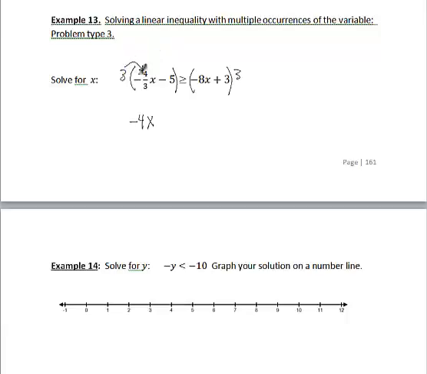So we completed that step, and now we distribute the 3 to the negative 5 as well. That gives us a negative 15. We're multiplying by a positive number, so we do not flip the inequality. Now we distribute on the right side. 3 times negative 8 is a negative 24. 3 times 3 is a plus 9.